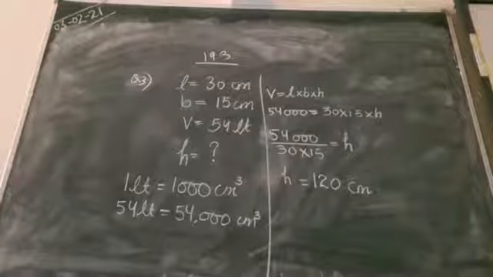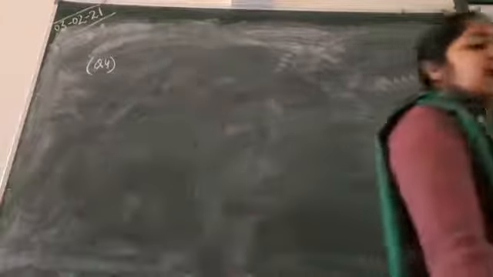Clear? Okay. So now we will do question number 4. Question number 4 says that what will happen to the volume of a cube if its edge is doubled? If its edge is doubled, okay?